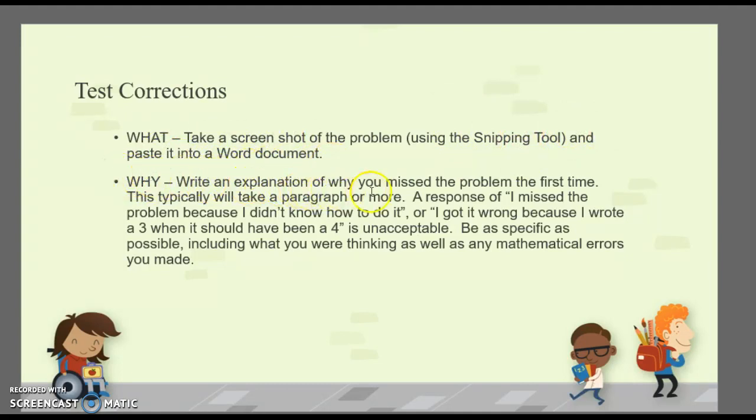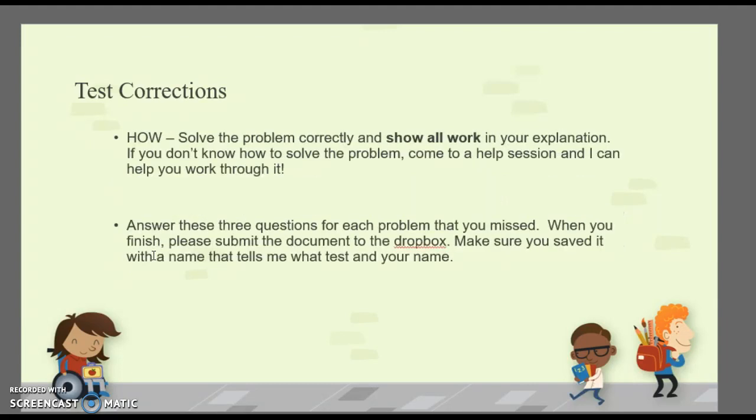Why? Write an explanation of why you missed the problem the first time. This typically will take a paragraph or more. A response of "I missed the problem because I didn't know how to do it," or "I got it wrong because I wrote a 3 when it should have been a 4," is unacceptable. You need to be as specific as possible, including what you were thinking as well as any mathematical errors you made. This is where you have a chance to actually go back and think about what you were doing. We're not doing this just to get points back. We're doing test corrections so that you can learn from your mistakes.